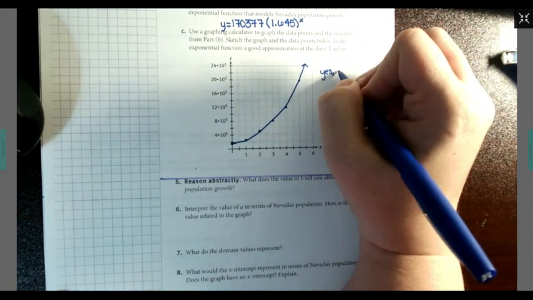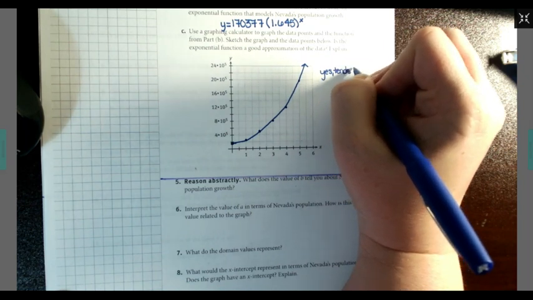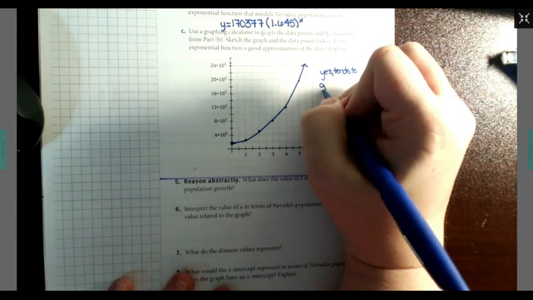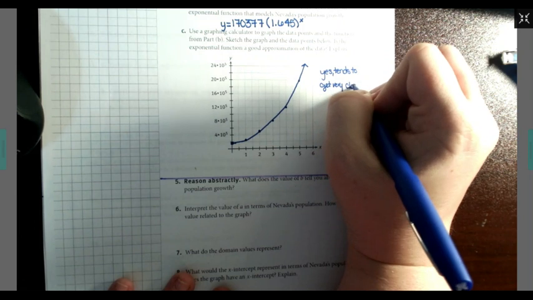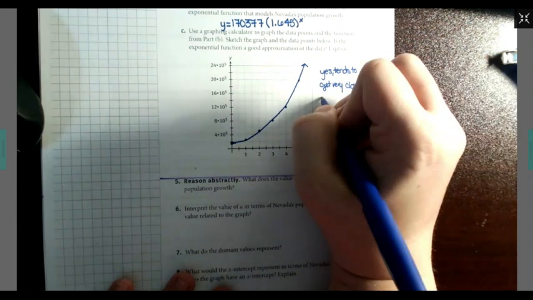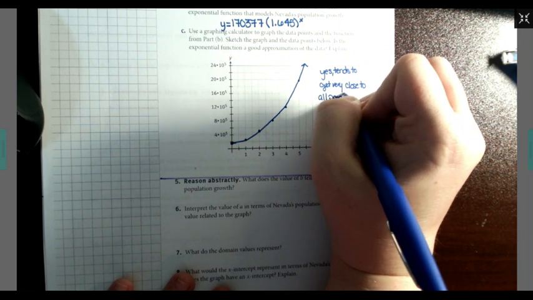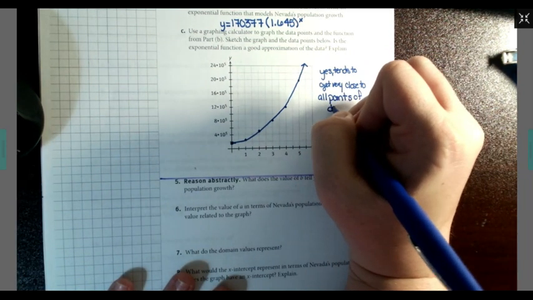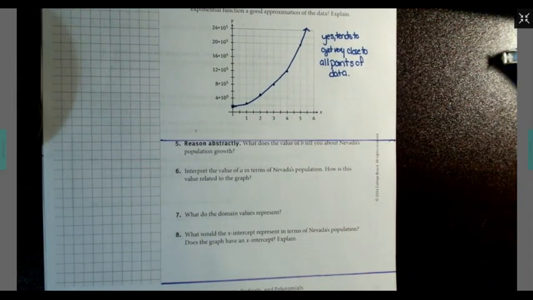Yes. It tends to get very close to all points of data. Sorry about that. All right, so what does the value of B tell us?